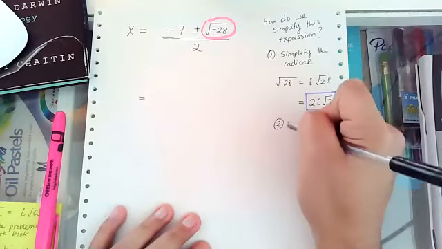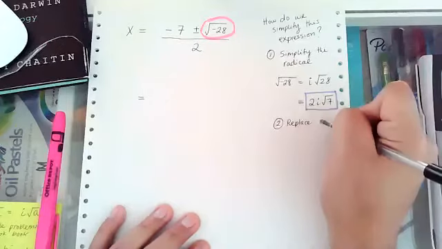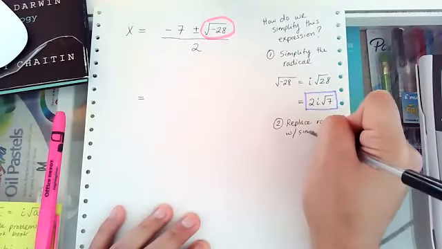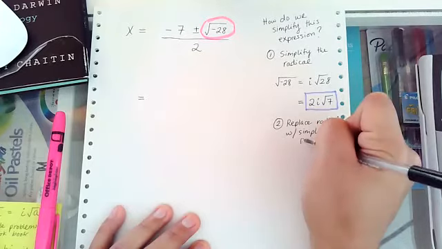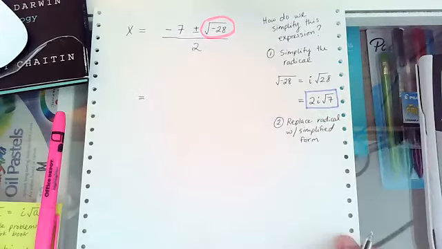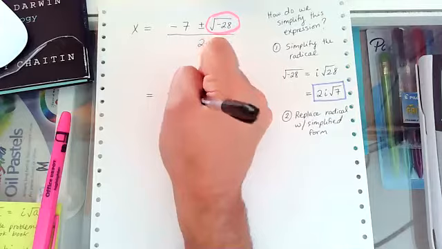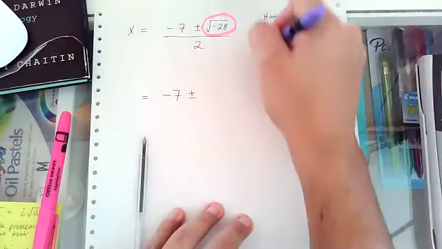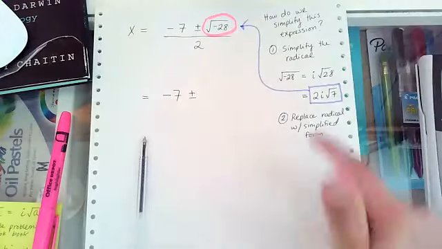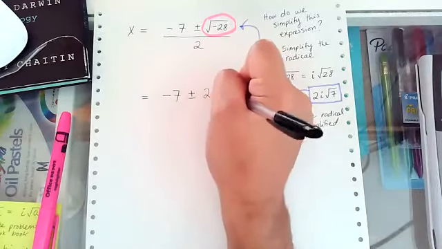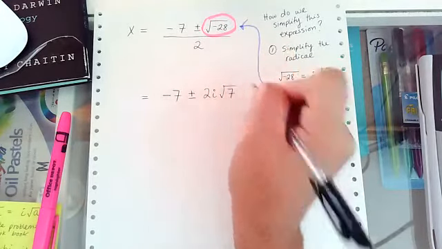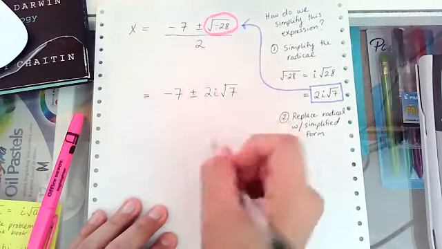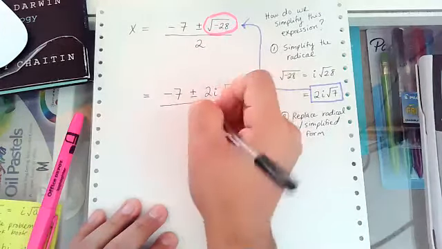So the second step is just going to be to replace the radical with the simplified form. So I still have -7 plus or minus, but now I'm going to plug in the 2i root 7 right where the square root of -28 was. And it's still over 2.